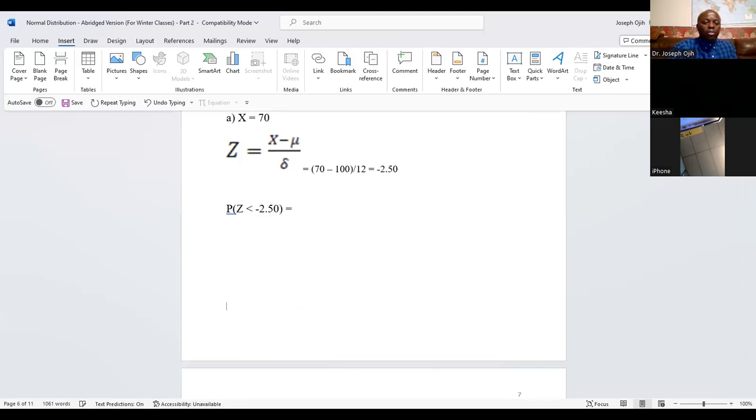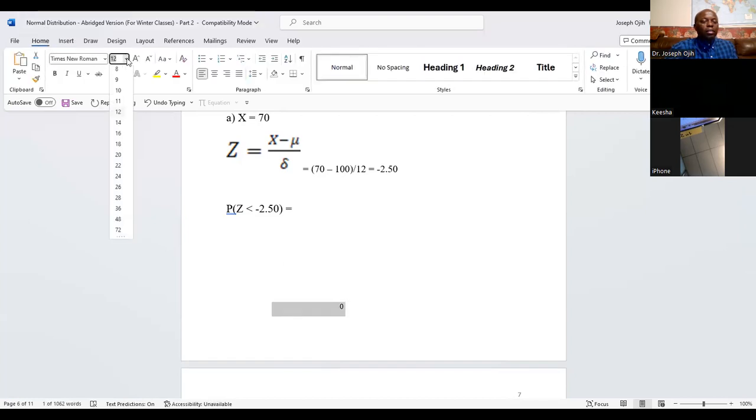Remember, you make the chart. The negative sign is just to show you that it's on the left side. That's all. You're using this table that I showed you how to use in the class. The negative symbol is just to show that it's on the left side. That's all. It's negative 2.50.